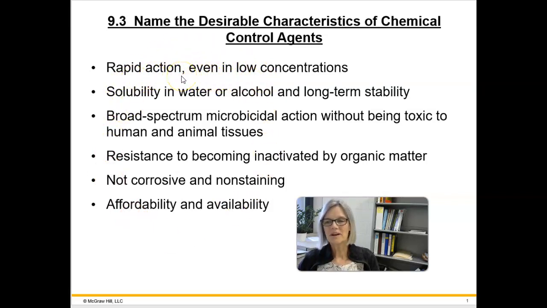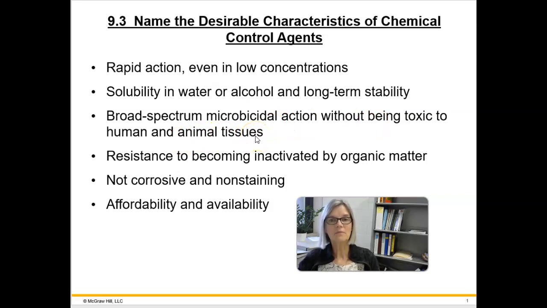We want to spray something and then wipe it up. We don't want to have to wait a really long time. They need to be soluble in water or alcohol and have long-term stability. These are products that we're going to have sitting around, and we want to be able to use them. We don't want to have to mix them up and things like that. Broad spectrum microbicidal action without being toxic to human and animal tissues.